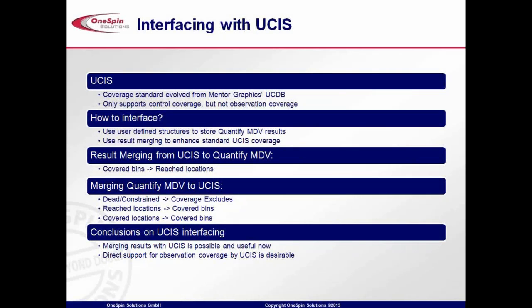Okay, so we also support interfacing with the UCIS, so Mentor Graphics UCDB. It only supports control coverage, of course. So what is the idea? First you need to use user-defined structures to store the results we got from one run, and then you use those results to enhance standard UCIS coverage.